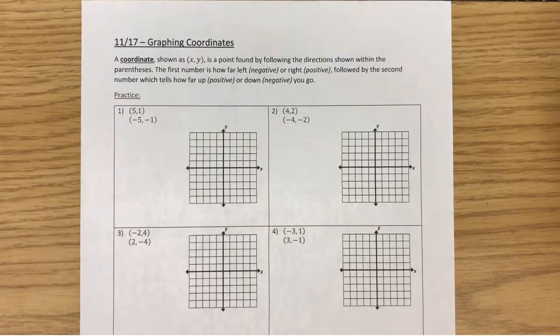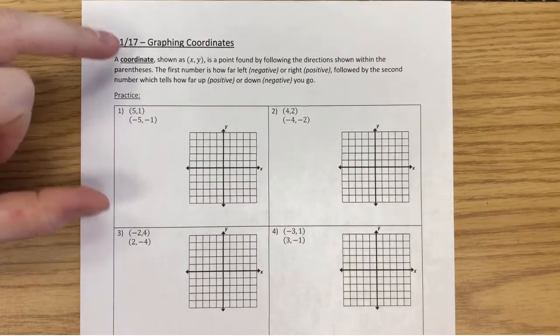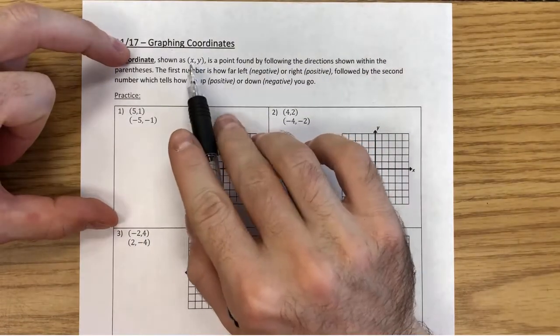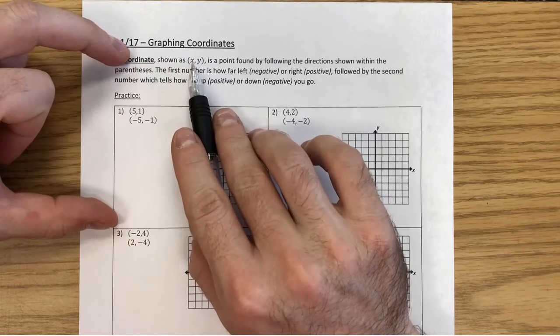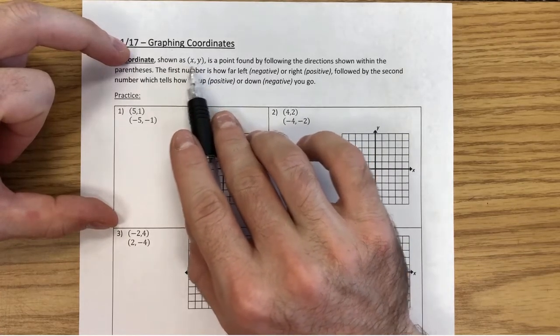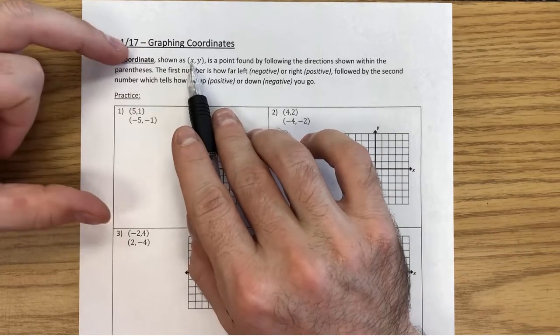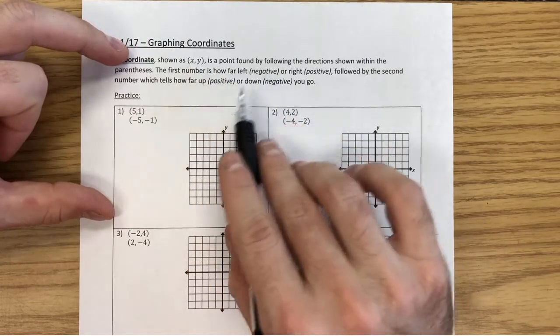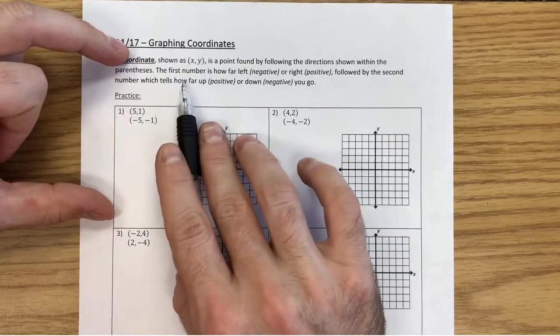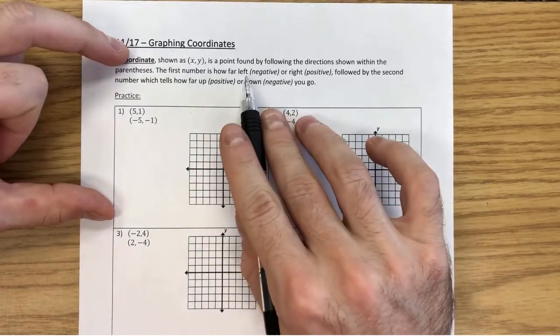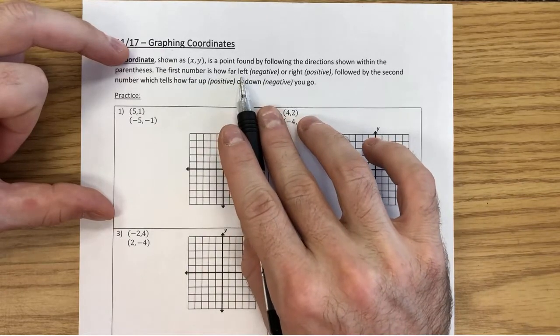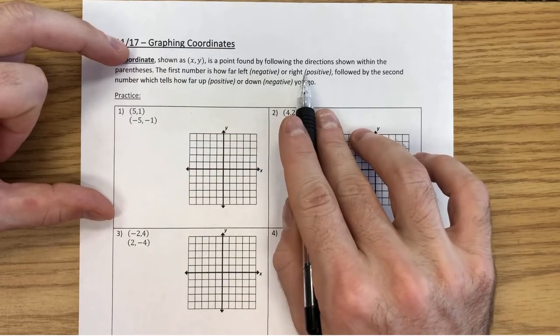Okay, so today we're going to be graphing coordinates. Now, the idea of graphing coordinates is that they're always shown in a set of parentheses with an x, comma, y. The x always comes first, the idea being that coordinates are always listed alphabetically, and x comes first in the alphabet. So, 2 things about this. The first number tells us how far left or right we're going to go on a graph, one way or the other. If that number is negative, we're going to be going to the left. If it's positive, we're going to be going to the right.